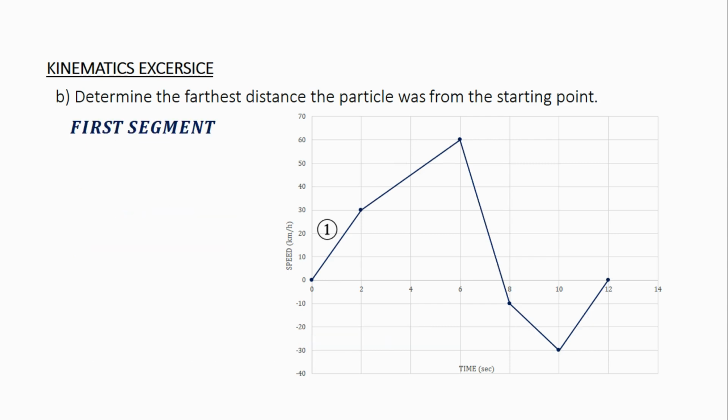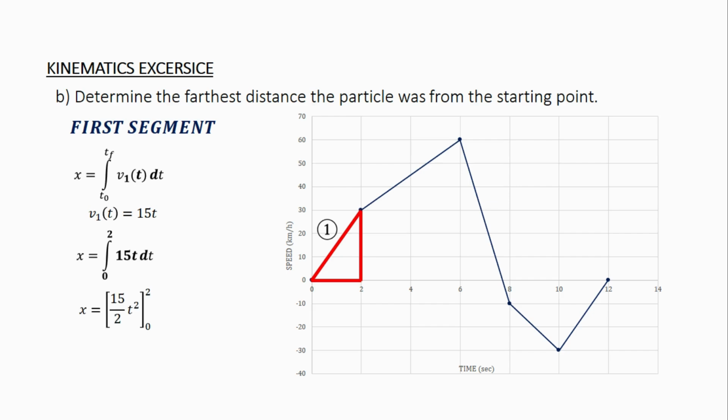To begin, let's calculate the distances traveled in each segment. For the first segment, let's recall the definite integral we discussed earlier. Geometrically, the area under the curve of the segment in question represents the distance traveled in that interval. We already know the function that defines this segment. We then integrate over the time interval from 0 to 2 seconds. We obtain from this integral a distance of 30 kilometers-seconds per hour.